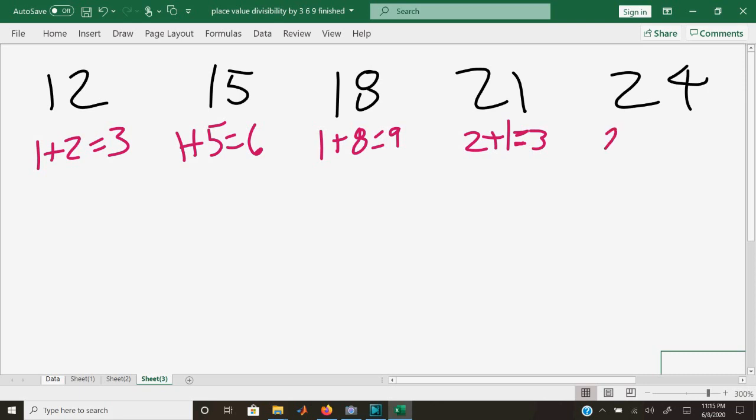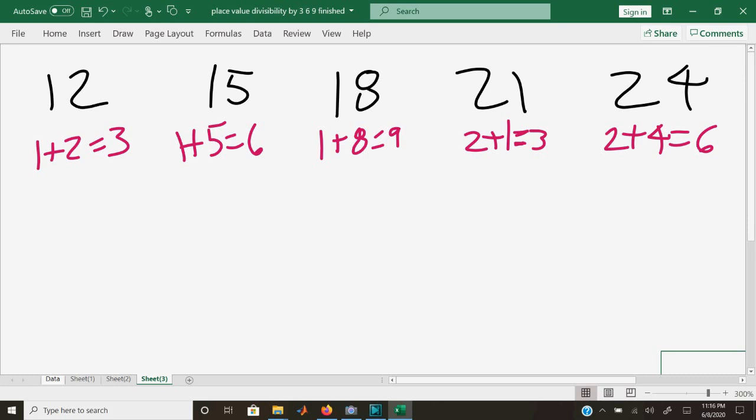24, though, 2 plus 4 equals 6. And 24 is divisible by 6. 6 times 4 is 24. So sometimes if it's divisible by 6, it doesn't add up to 6. Sometimes it adds up to 3. Sometimes numbers divisible by 6 add up to 9. And sometimes they add up to 6. So we can't look at the sum of the digits being equal to 6. That doesn't tell us it's divisible by 6. But hopefully you notice a pattern here.